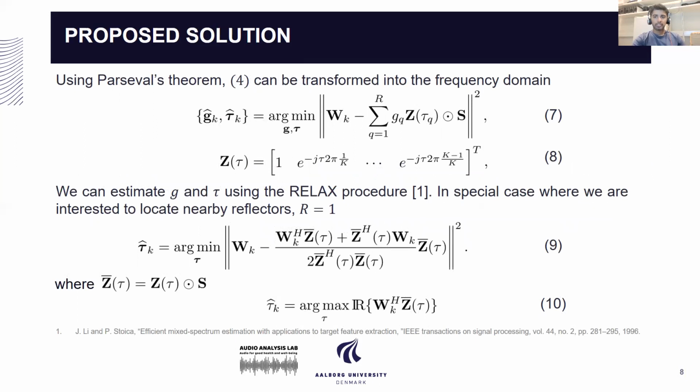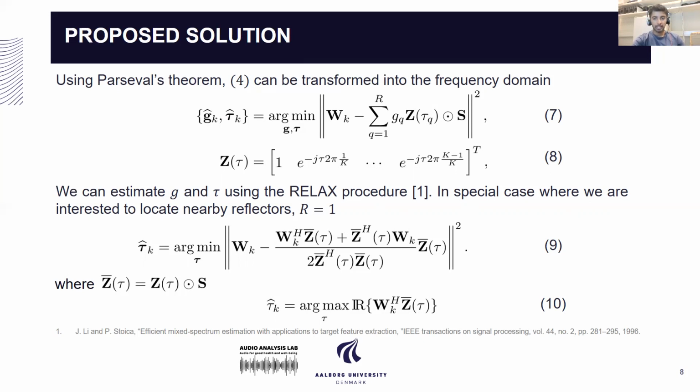To reduce the computational cost of the estimator and to facilitate selecting frequencies for estimation, we work in the frequency domain, as shown in equation number 7. But even then, this estimator is computationally expensive. If we want to estimate our number of reflectors, one way is to use the RELAX procedure, which was originally proposed by Jian Li and Petre Stoica.